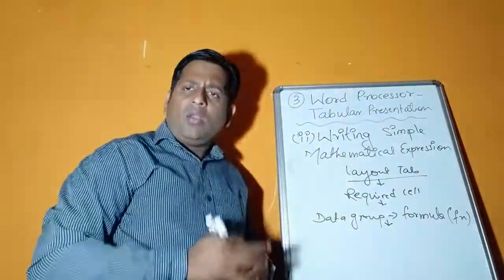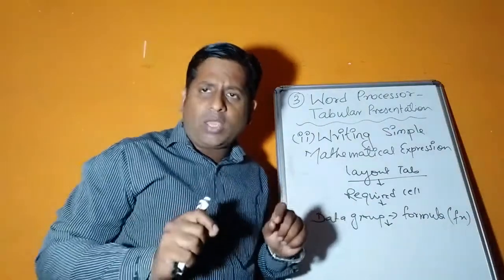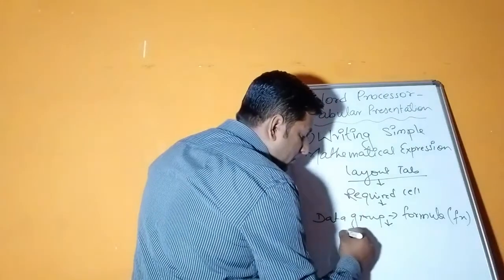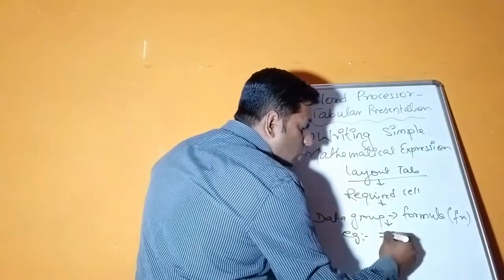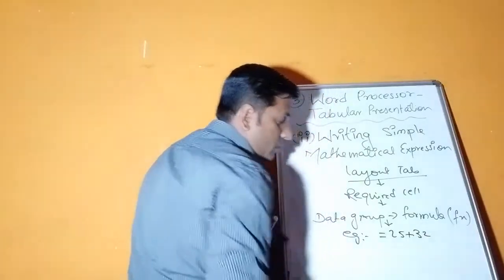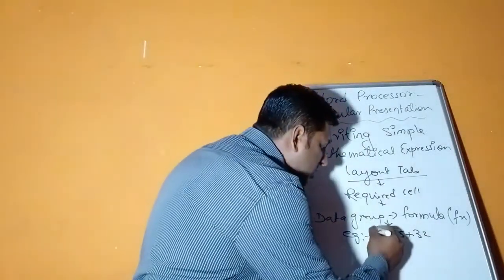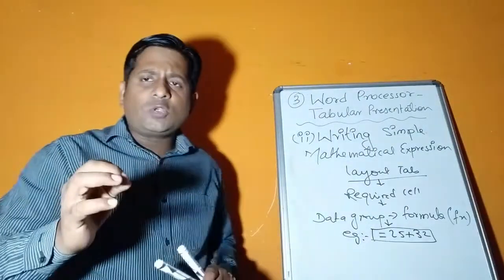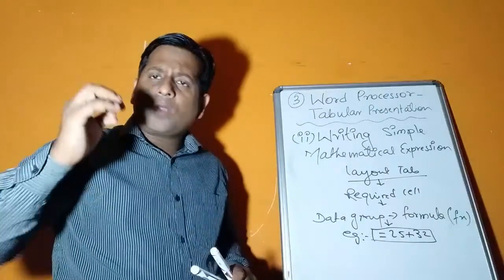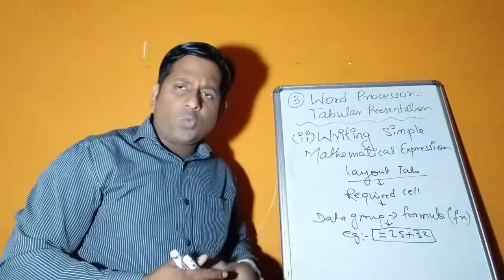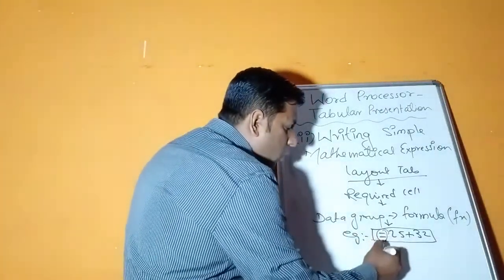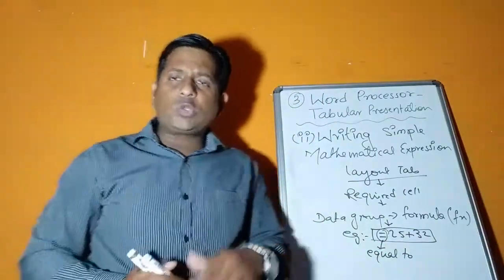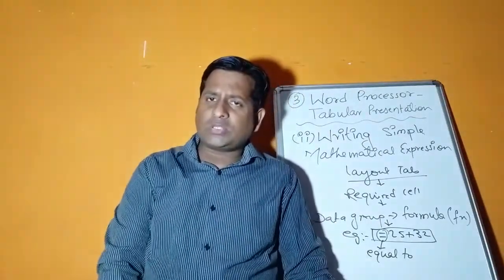And remember one thing, a formula always begins with an equal to sign. So first you have to write equal to. Say for example, I'll write equal to 25 plus 32. So we can give the expression. This is the formula, or you can say mathematical expression. For writing a formula in Microsoft Word, you have to always begin with the equal to sign. Without equal to you cannot write any mathematical expressions.